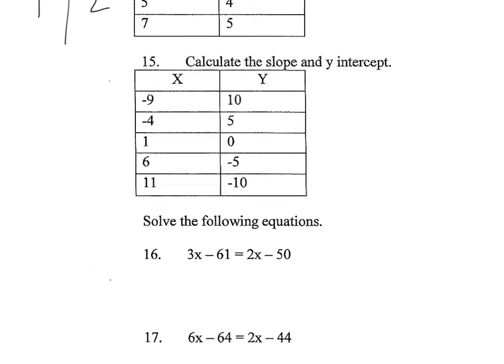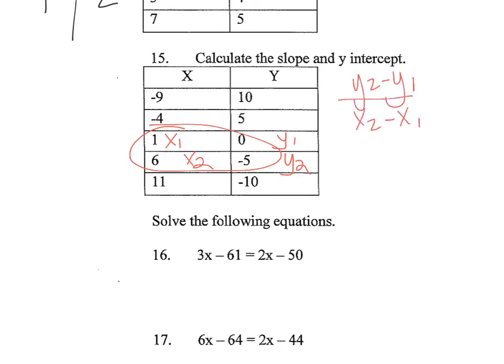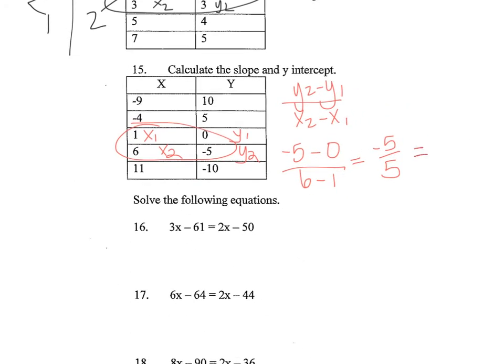15 is a little bit weird too. I would use, let's just use these for our x1, y1, x2, y2. y2 minus y1, x2 minus x1. So I've got -5 minus 0 and 6 minus 1. So -5 minus 0 is -5. 6 minus 1 is 5. And that, when we divide that, we get -1.